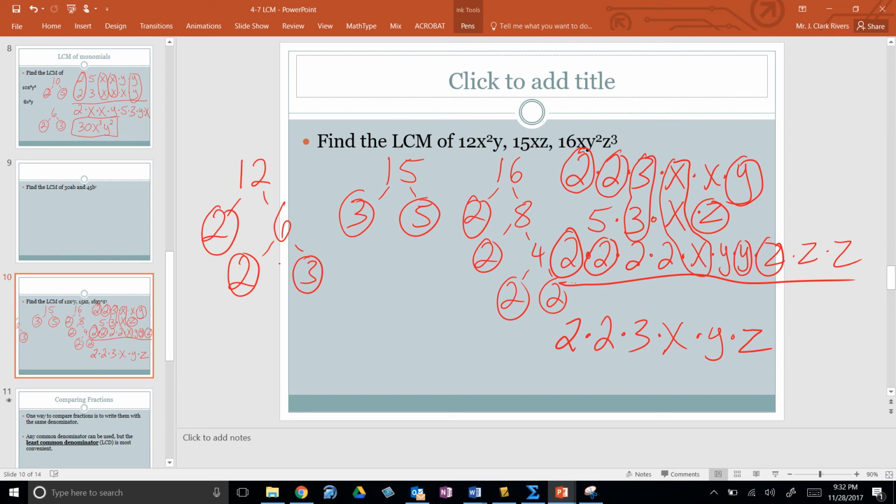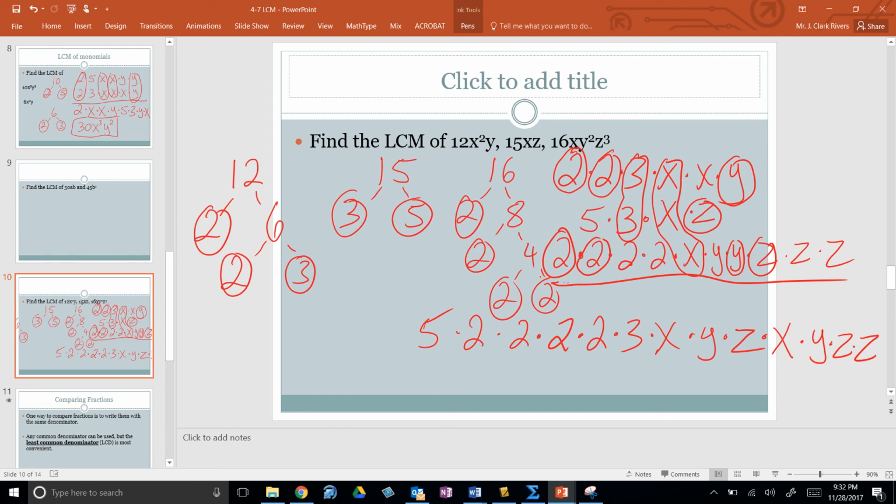Now everything that's left over that is not circled, we're also going to multiply by that. So let me slide to the left here. So I've got 2, 2, and 5. And then my variables, I have x, y, and z. So x, y, z, and z.